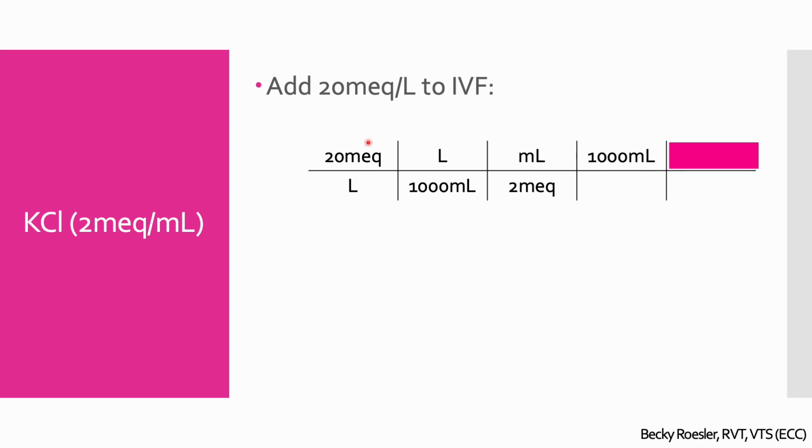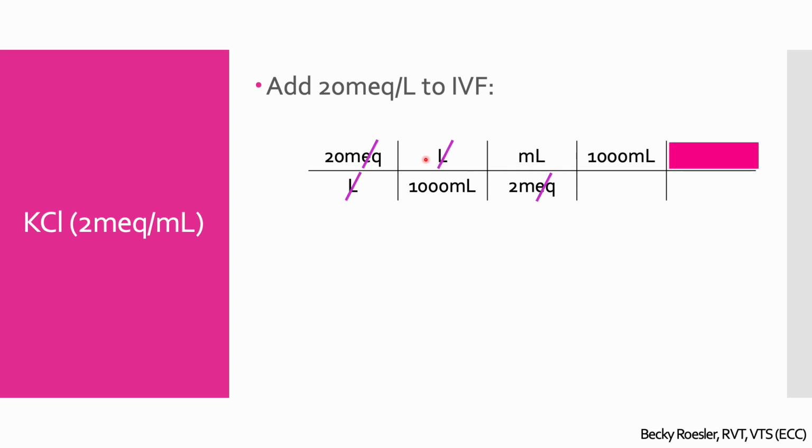So let's start with what we know, 20 milliequivalents per liter. We know there's 1,000 milliliters in a liter, so we need to convert that. So our liters will cross off.